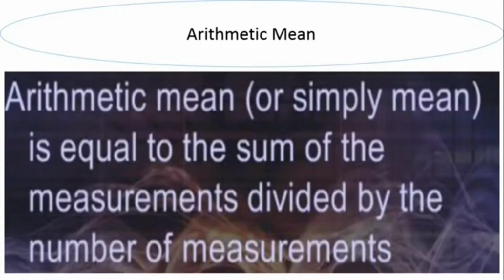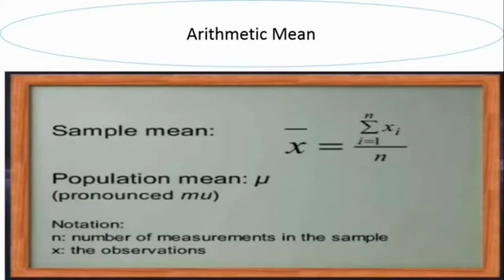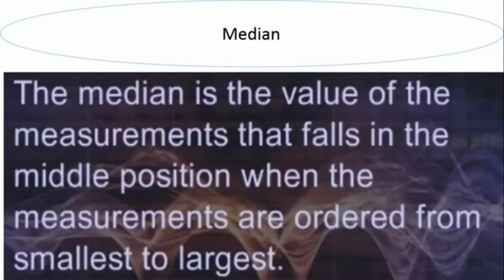number of measurements. Mathematically, you can see on your screen how to compute a sample mean. A sample mean is equal to the sum of observations divided by the total number of observations. Population mean is... Median. The median is the value of the measurement that falls into the middle position when the measurements are ordered from smallest to largest. So you search for the middle position when you classify your observations from the smallest to the largest.